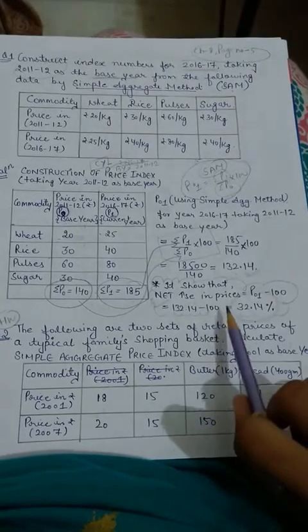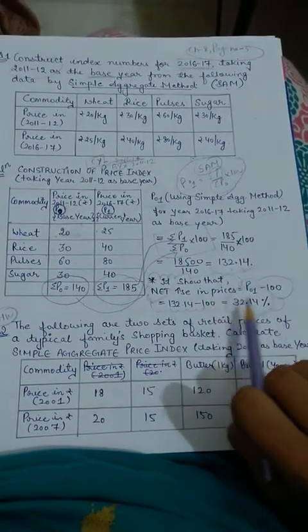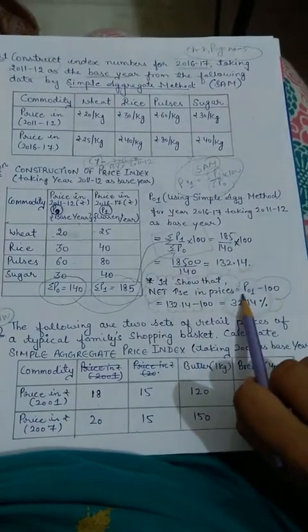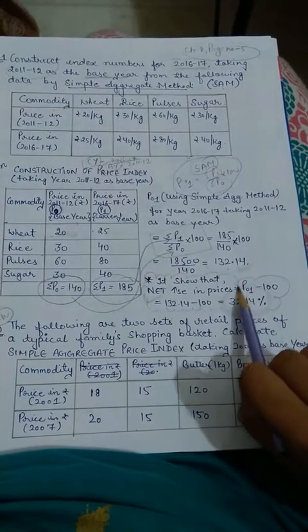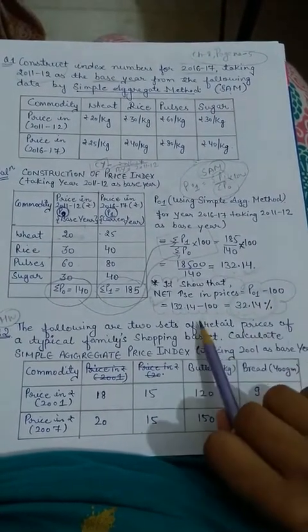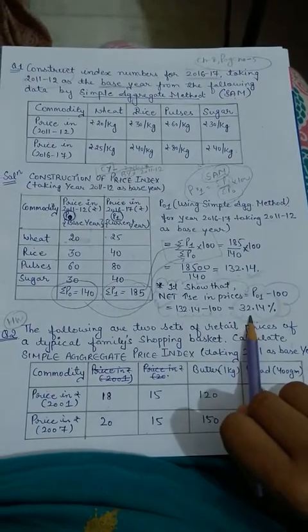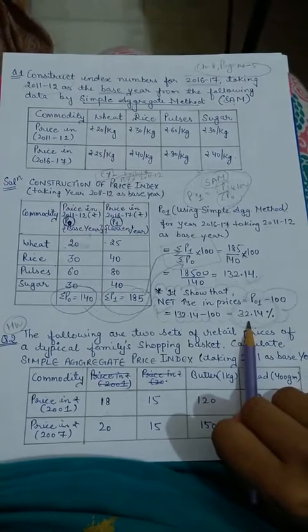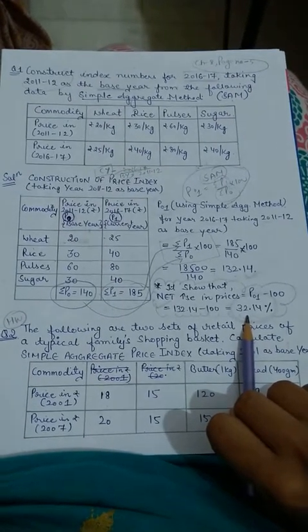So to find the exact increase in prices, you have to subtract 100 from the value of P01. Whatever the value of P01 you get, from there you subtract 100, and whatever answer you get will be your net increase in prices as compared to the given base year for any of your current years.